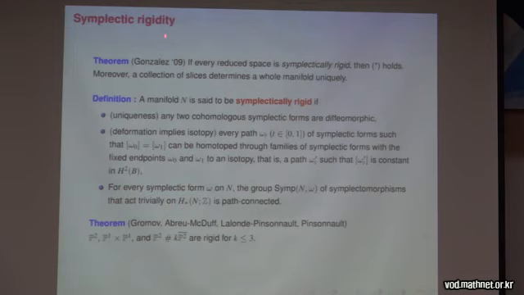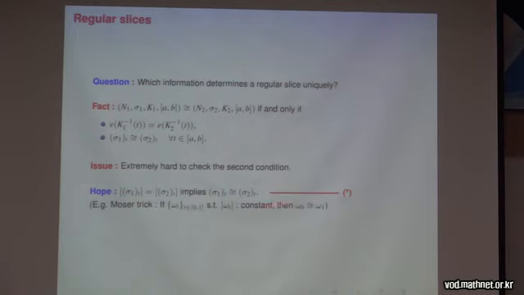Before explaining this, I first state the Gonzalez theorem. So here's the thing. If every reduced space is symplectically rigid, that I will explain later in a minute, then this star condition holds. So that means if the reduced space is symplectically rigid, then we only need to compare their cohomology class, not real symplectic forms.